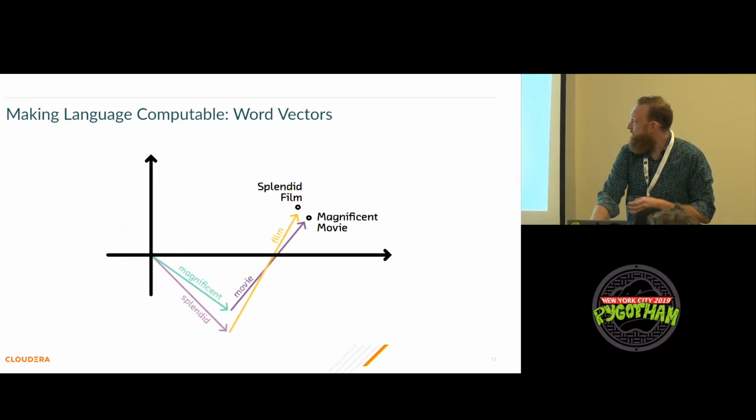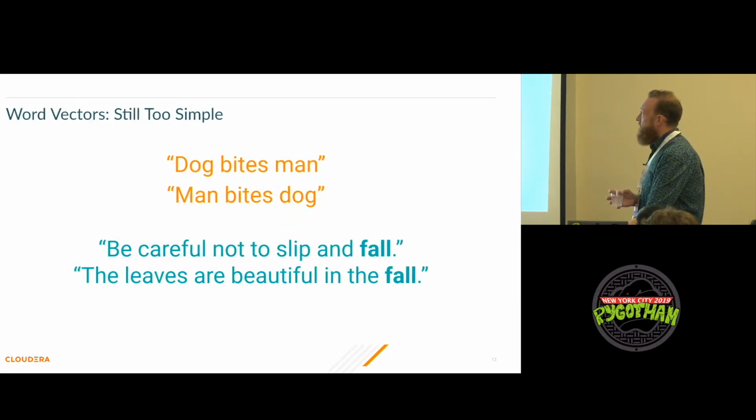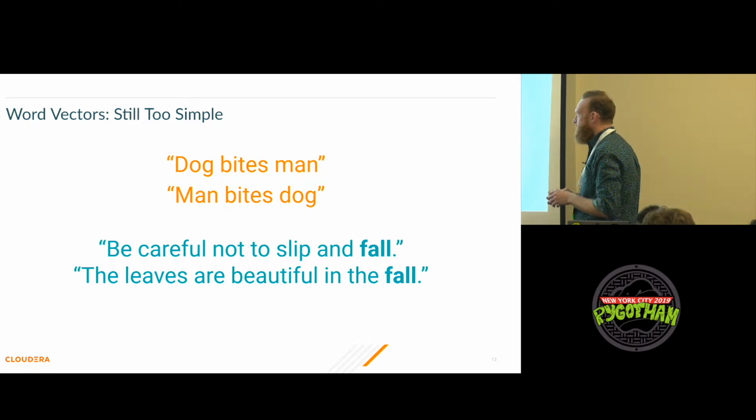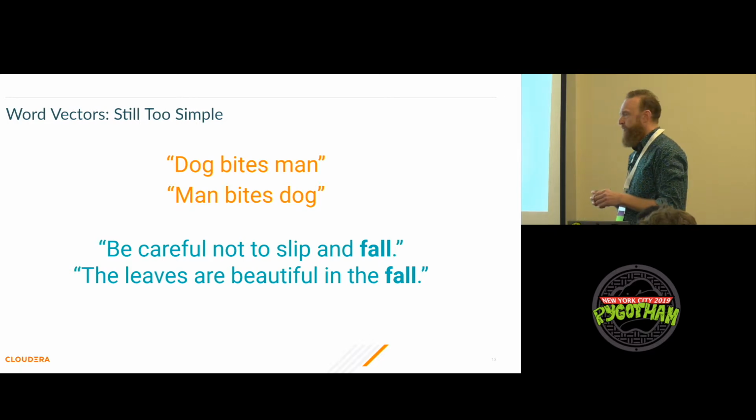So this was fun, and it actually worked way better. Word vectors enabled some advances, but it wasn't enough. Didn't get us where we need to be. So here we go. The word fall. You can encode fall into a vector. It will always encode to the same vector. There are many senses of the word fall.